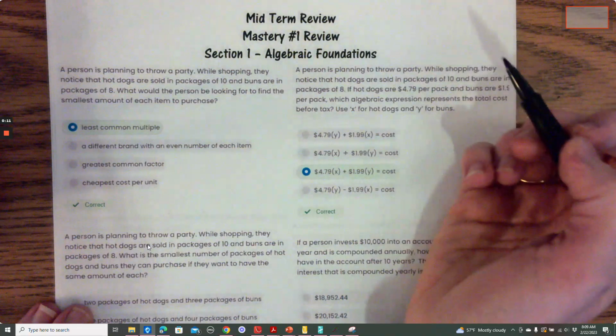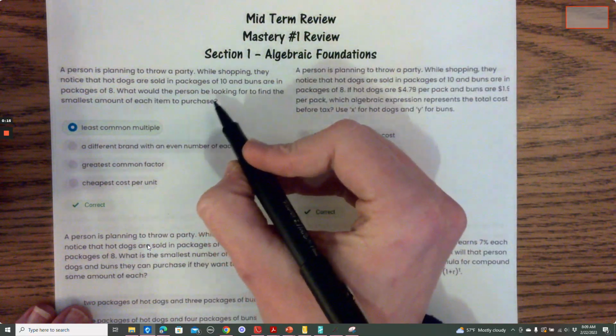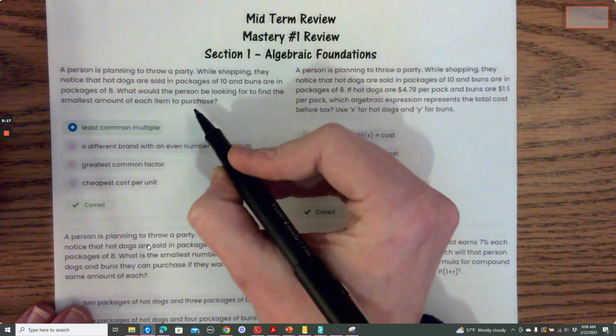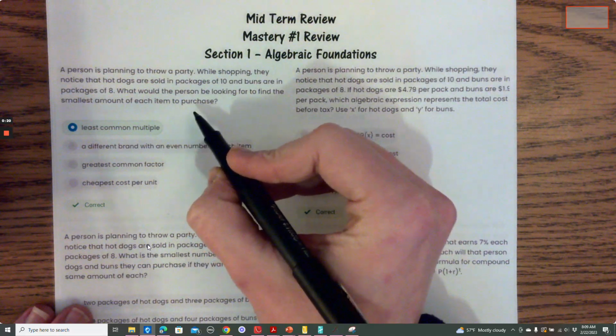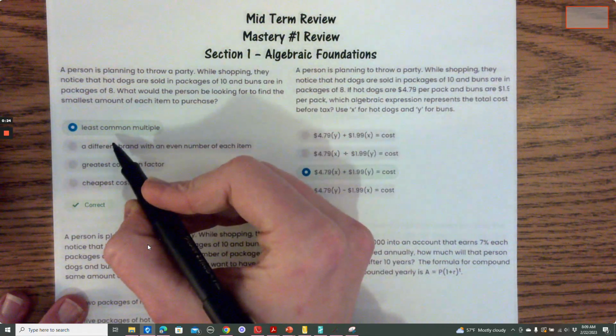So the first one here, a person is planning to throw a party. While shopping, they notice that hot dogs are sold in packages of 10 and buns are in packages of 8. What would the person be looking for to find the smallest amount of each item to purchase? So that is the least common multiple.